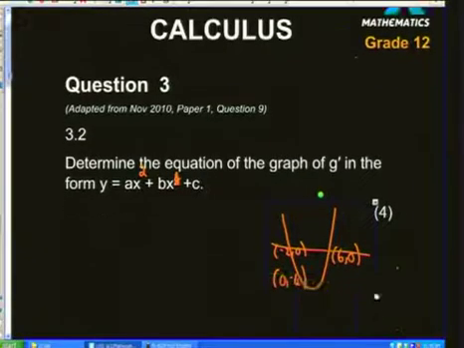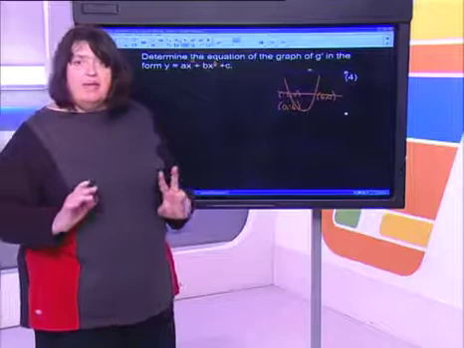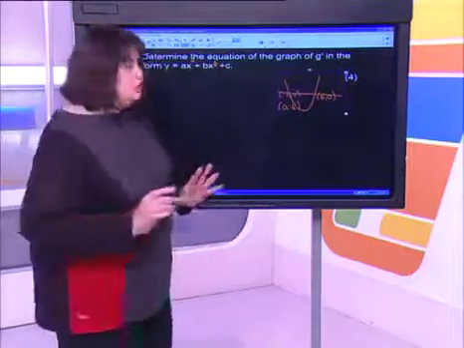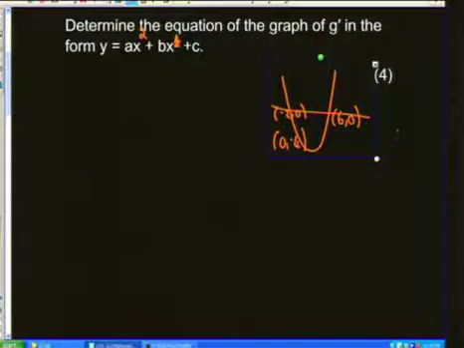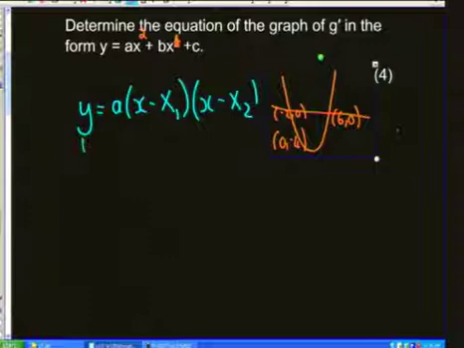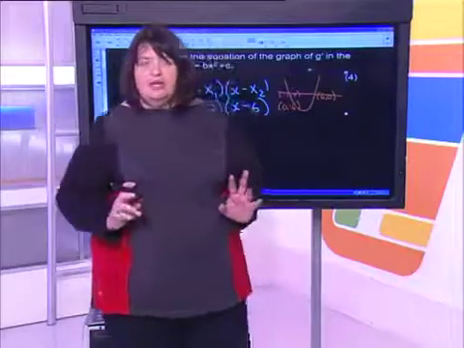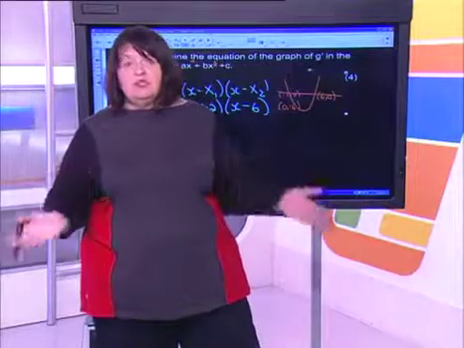Right, so let's have a look how we do it. Now, if we know the x-intercepts and the y-intercept of a parabola, and we have to find its equation, it's not hard to do. We are going to use the equation y equals a, x minus x1, x minus x2, where x1 and x2 are the intercepts. So we have y equals a, x minus minus 2, so it'll become plus 2, and x minus 6, so it'll stay just as it is. Now, we're still missing our a value.